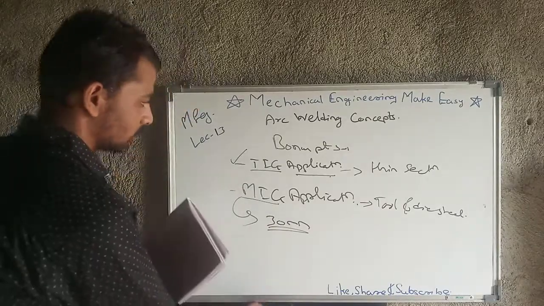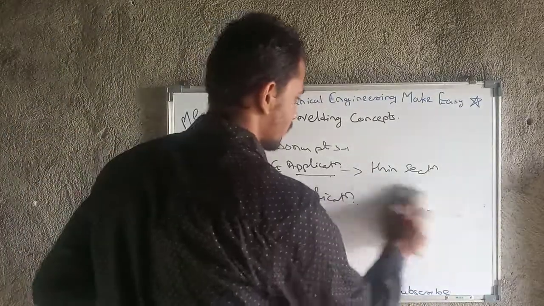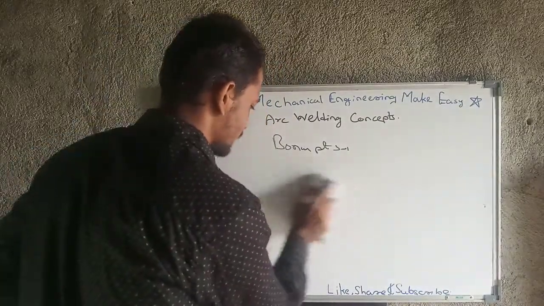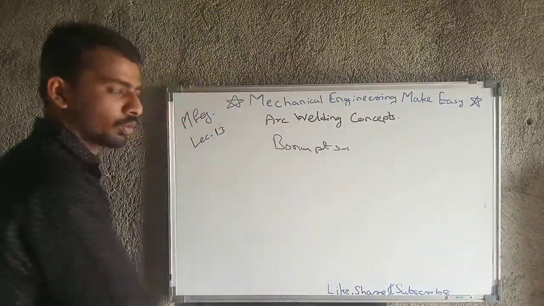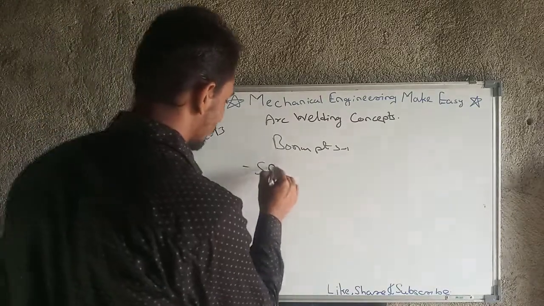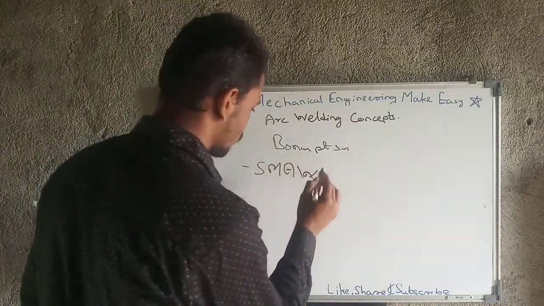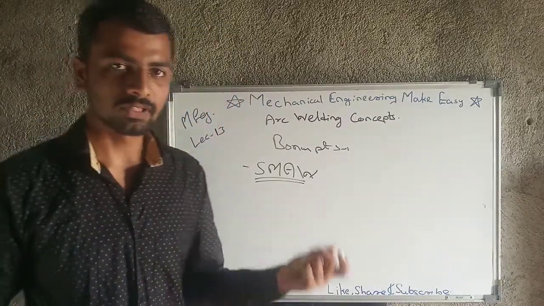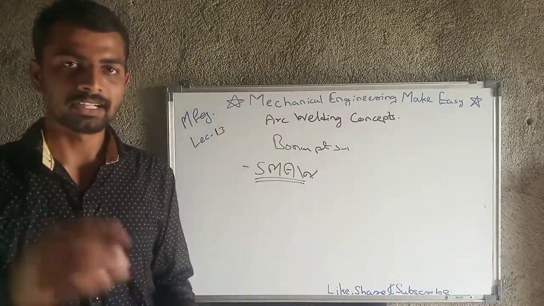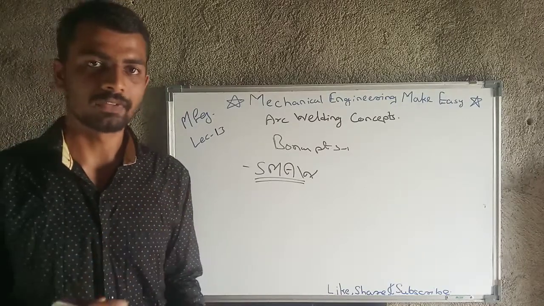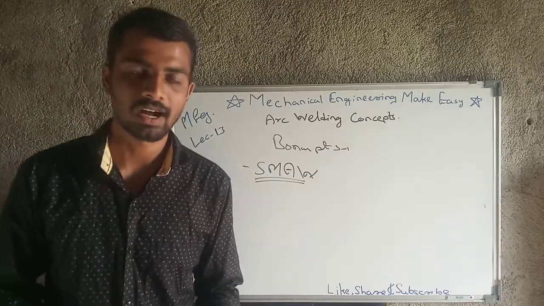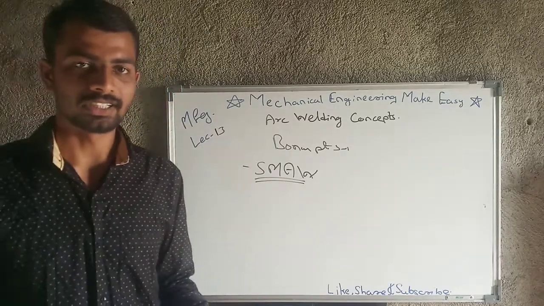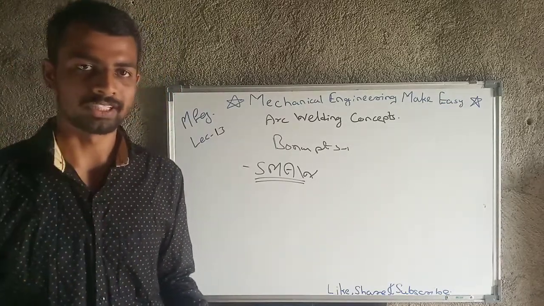Okay, then shielded metal arc welding is one process that is not too important from our GATE point of view, that's why I have taken it only as a bonus point. What is that? Shielded metal means shielding gas will be used and the metal electrode will be there. We don't have to use any extra filler material, and the arc welding will happen likewise. And in shielded metal arc welding, the shielding gas will be provided from the electrode itself.